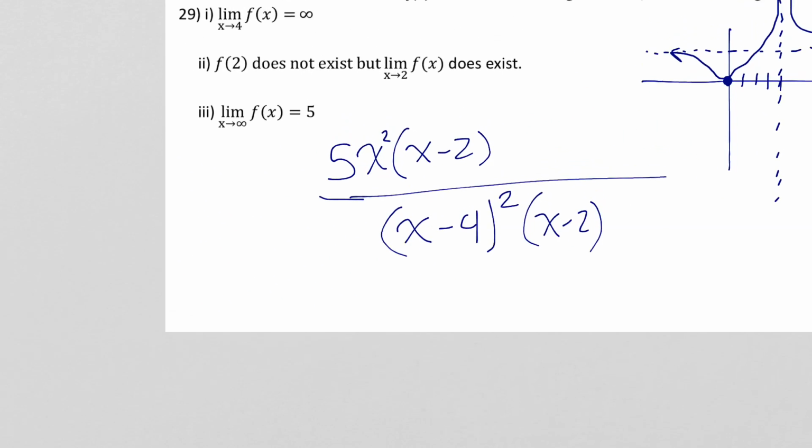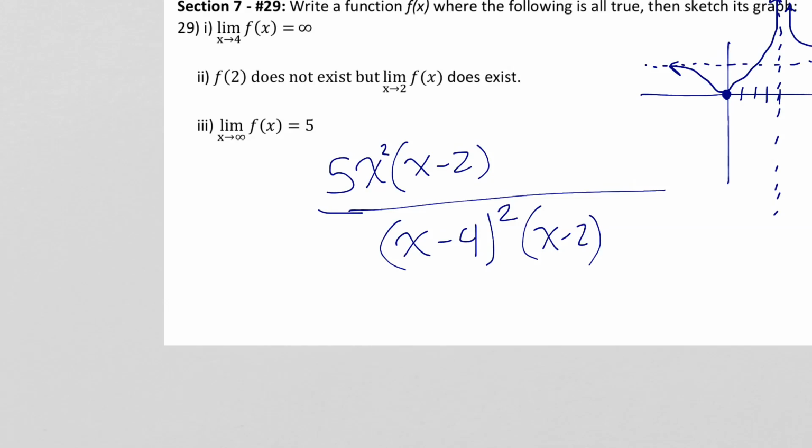Another way we could do this. Let's do the same thing. We need the limit to be infinity at x equals 4. So I still have to have a factor of x minus 4 squared in the bottom. But f of 2 does not exist, but the limit does exist. Well, if I wanted to, I could do that in the same way. I could say x minus 2 squared like that. That would make my limit exist, but the function is not defined there.